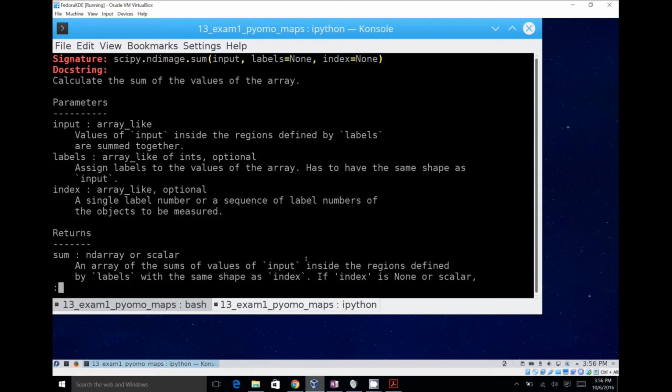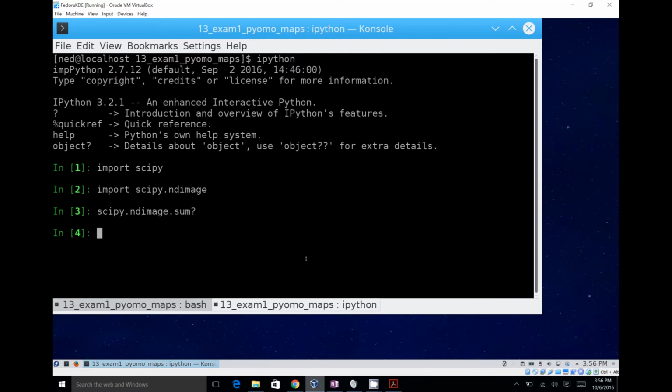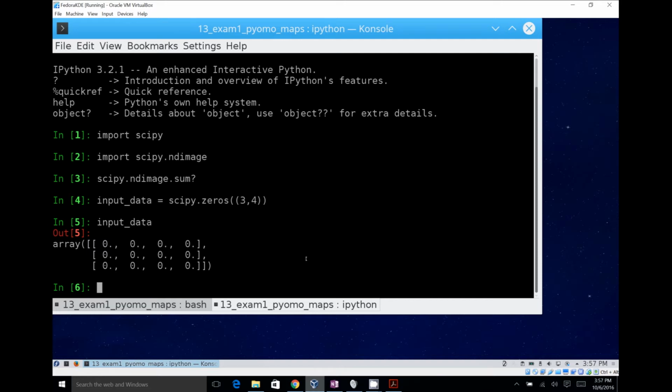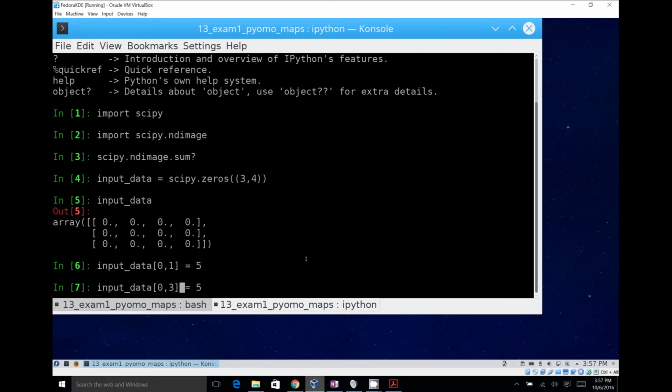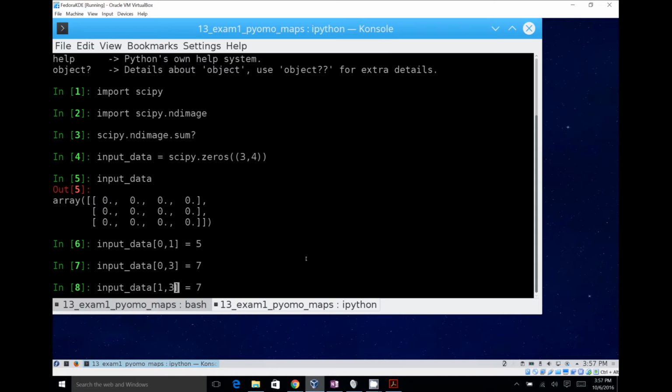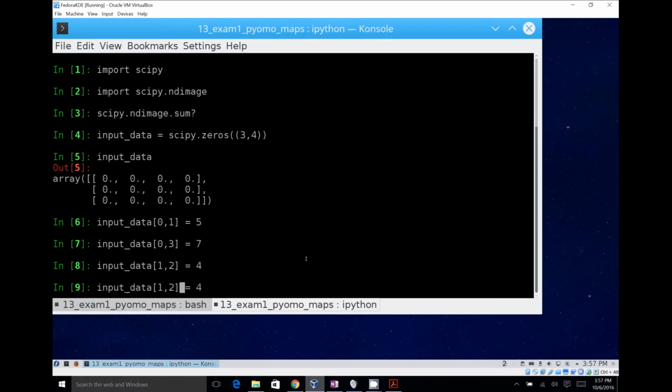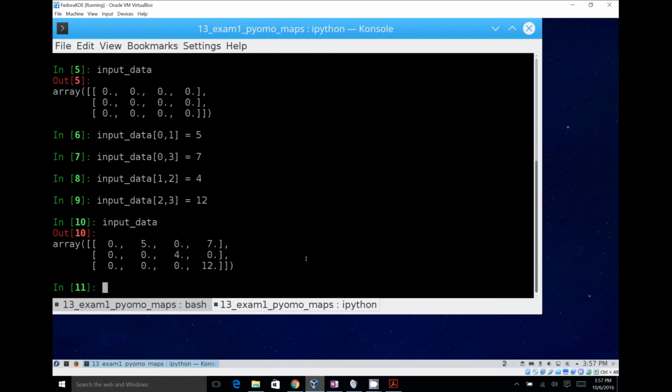Okay, so let's forget the actual verbiage that these people are using, and let's take a look at an example. So let's say our input data is something like this. Let's just make zeros that's, let's say, 3 by 4. So 3 rows, 4 columns, and let me give some values to some part of it here. So say input data [0, 1] is 5, [0, 3] is 7, [1, 2] is 4, and [2, 3] is 12. Okay, so that's the input data.